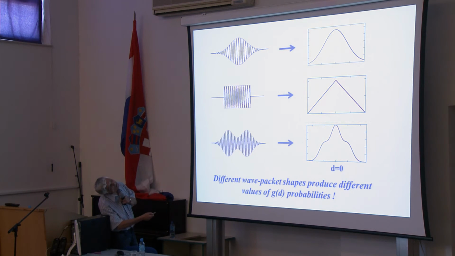Here are also many oscillations up and down, and here up and down, but the envelope of those oscillations is here like that, here like that, here like that. So that means that each different shape of the wave packet produces experimentally a different envelope in this measuring instrument. So with this instrument, you can deduce what was the envelope of your wave packet.